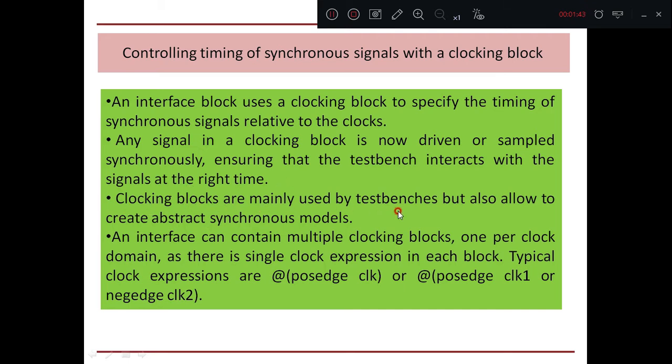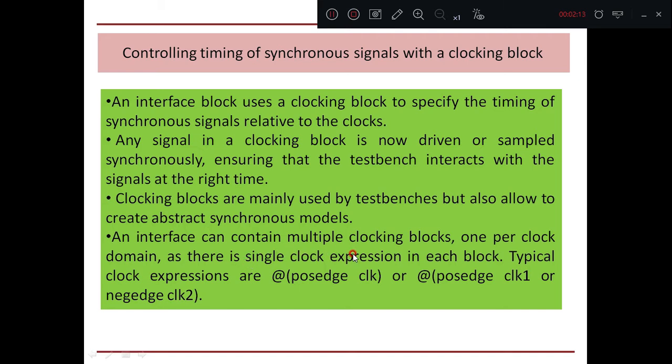Clocking blocks are mainly used by the test benches but also allow you to create abstract synchronous models. An interface can contain multiple clocking blocks. We have seen what an interface is: it is a group of signals, and we have seen the example of an interface connecting the test bench and the arbiter. So this interface block also uses the clocking block for the synchronization of the signals.